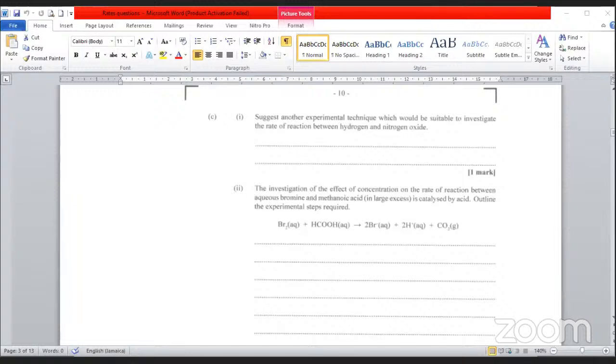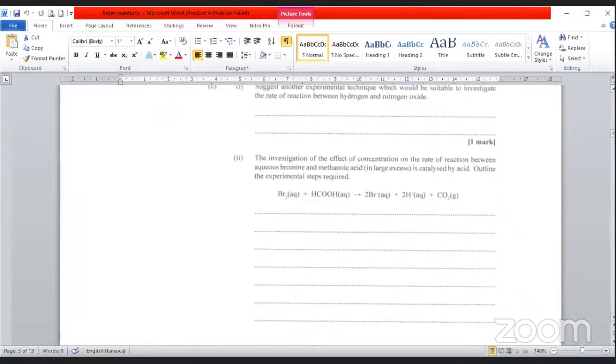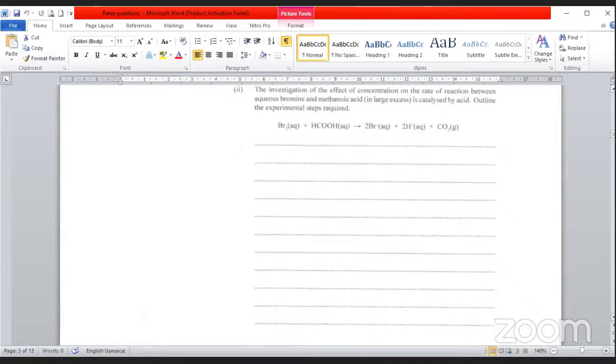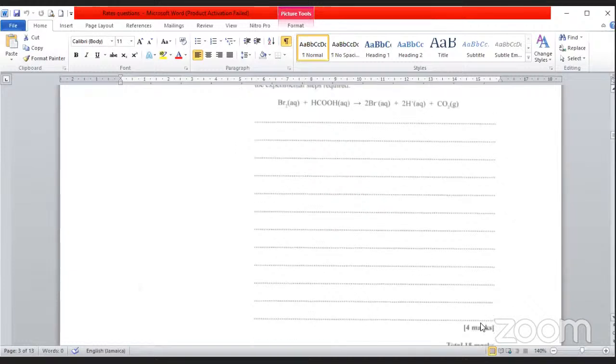All right, the investigation of the effect of concentration on the rate of reaction between aqueous bromine and methanoic acid in large excess is catalyzed by acid. Outline the experimental steps required. And that is 4 marks.